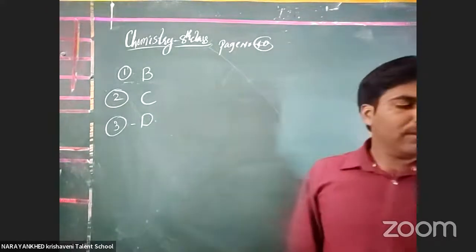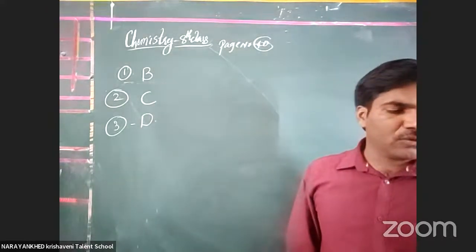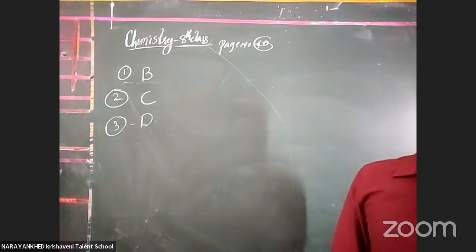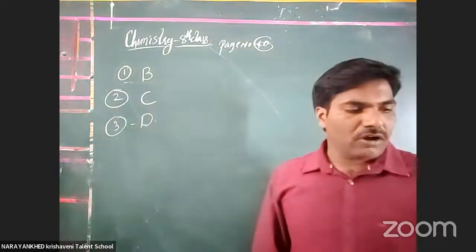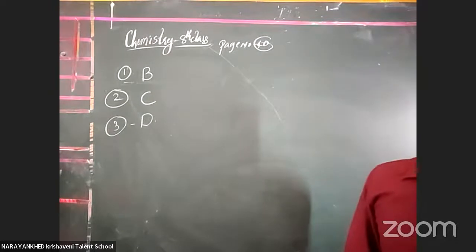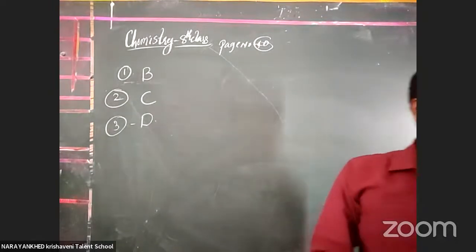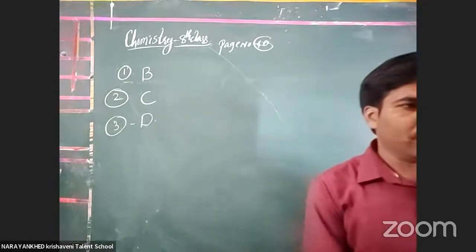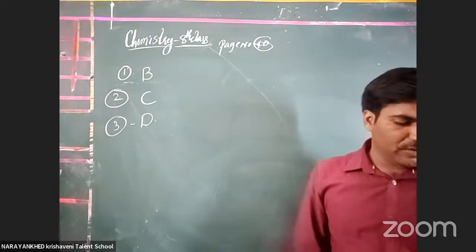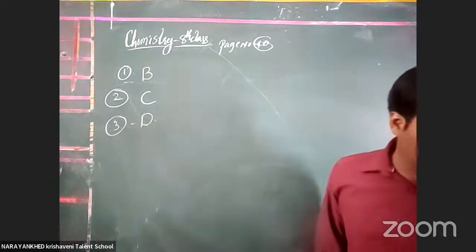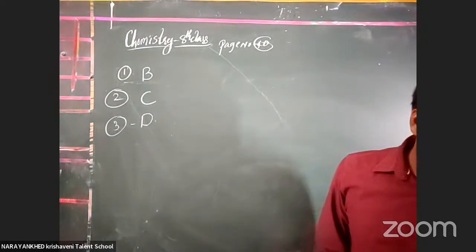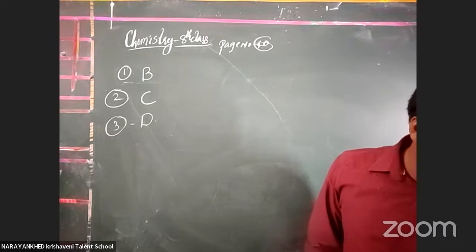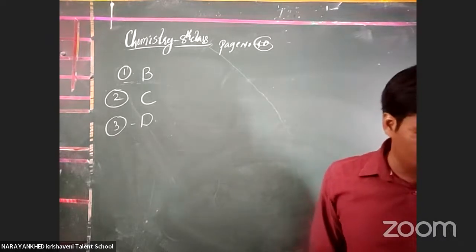Next one: elements belonging to groups 1 to 7 are called? The options are noble gases, normal elements, transition elements, and inner transition elements. They are called the transition elements only, not inner transition elements, and not normal elements. Groups 1 to 17 are called transition elements. All of them are called the transition elements only.